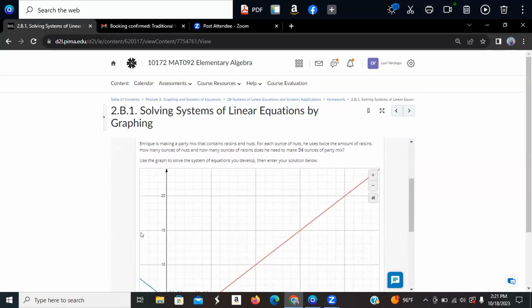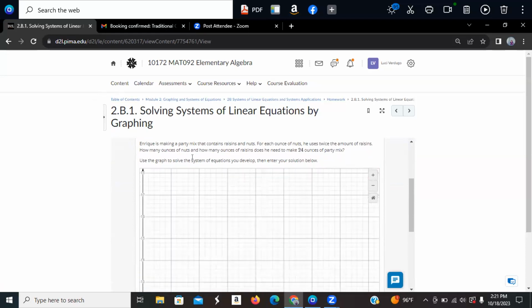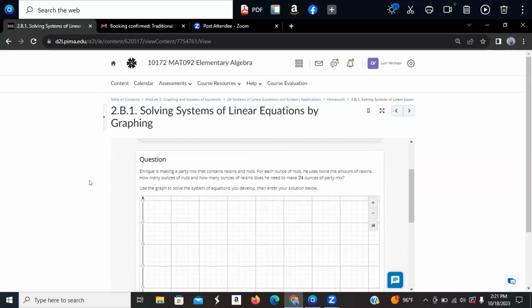So I'll need to see all the words at the top there, if you can scroll up to that.